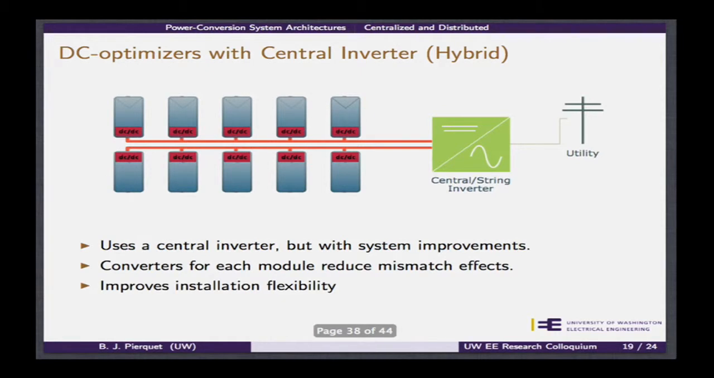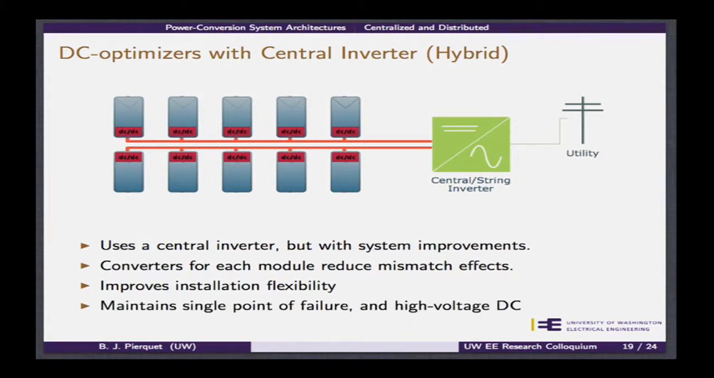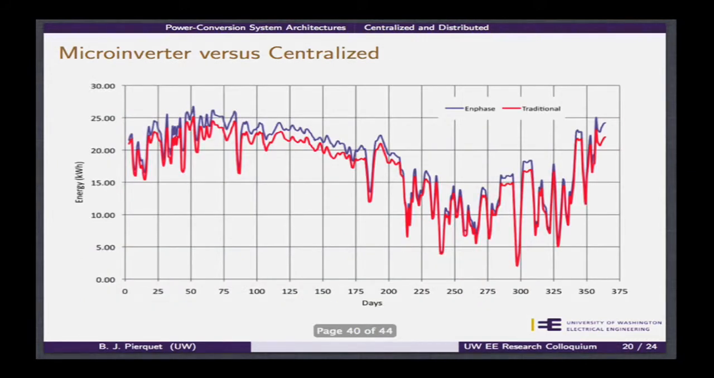So they cover that. The installation flexibility here also comes in, same as with the microinverters. But we still have this single point of failure as well. So until we have a DC bus that we're using, we still have this AC inverter, and we're still stuck with that as our single point of failure.